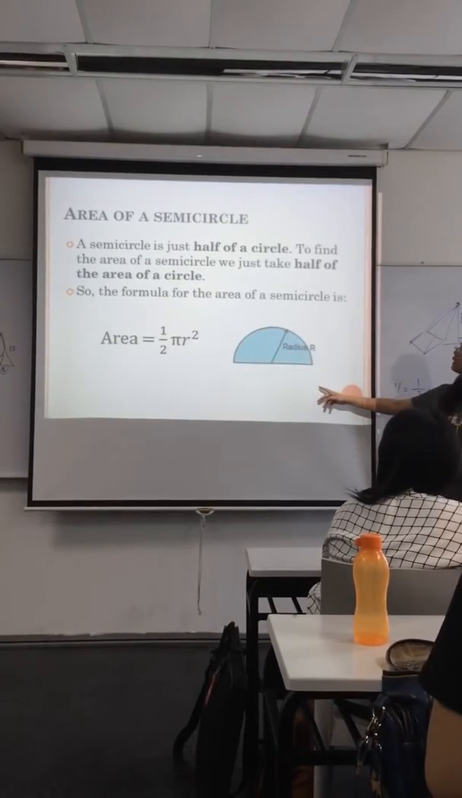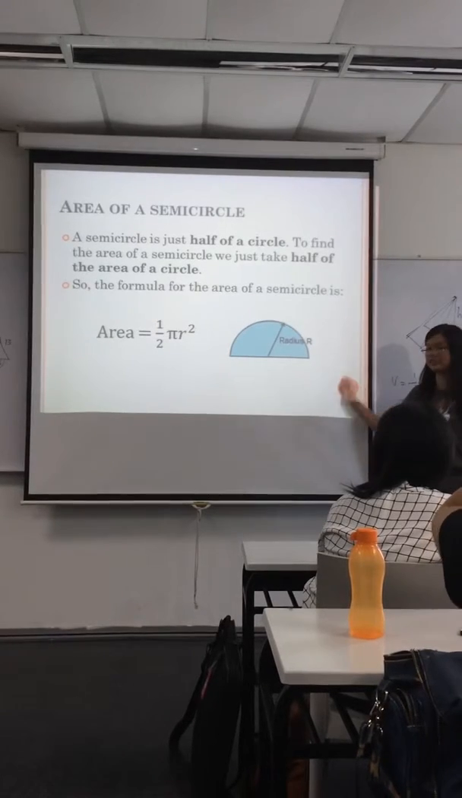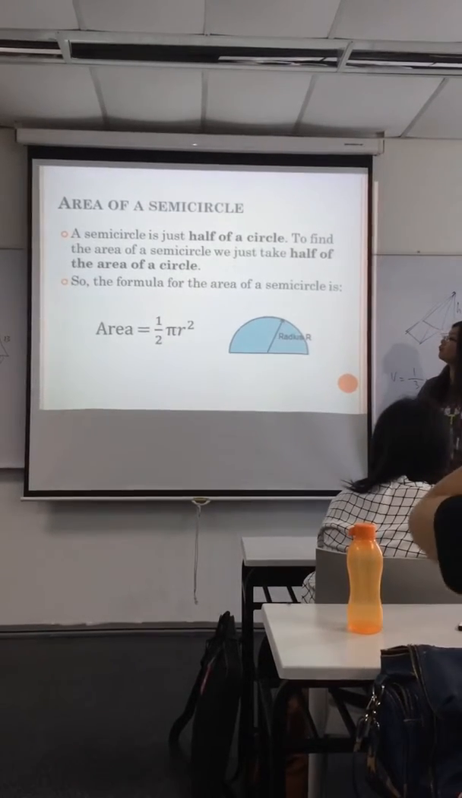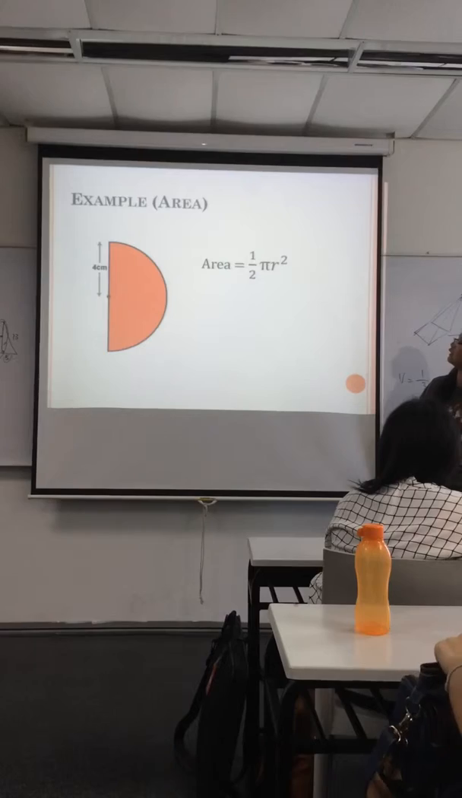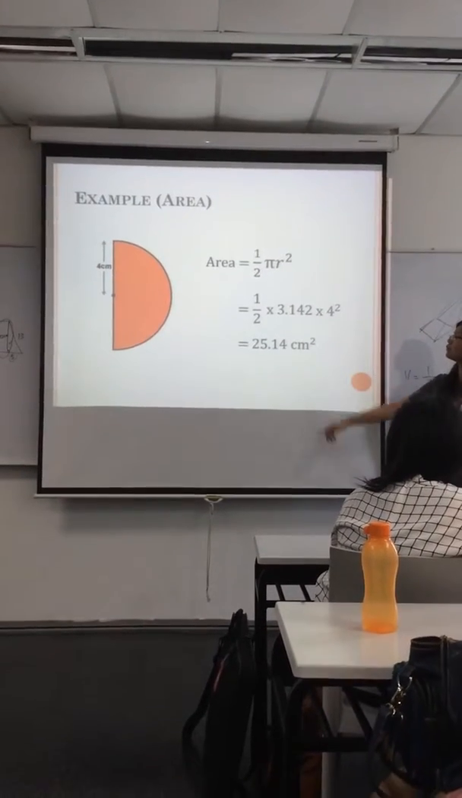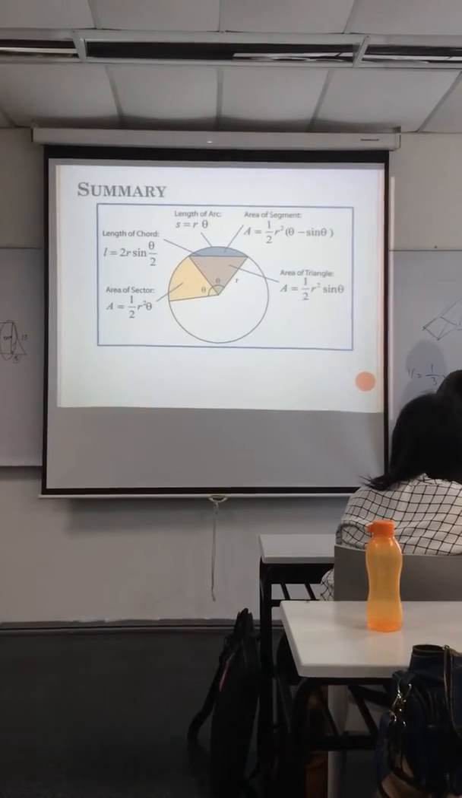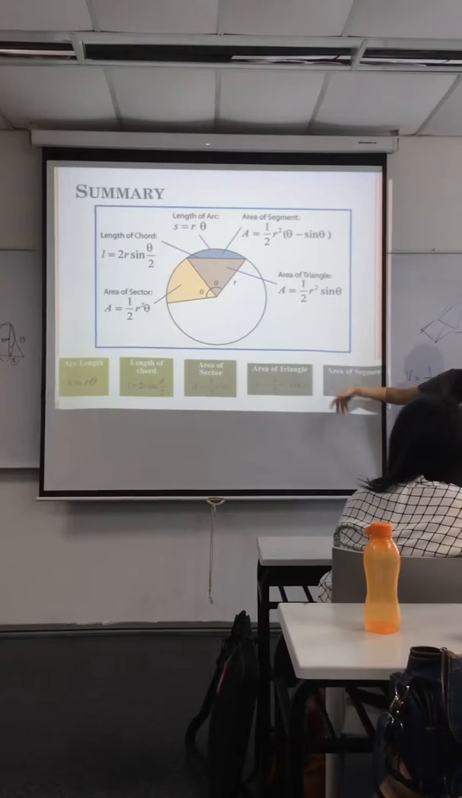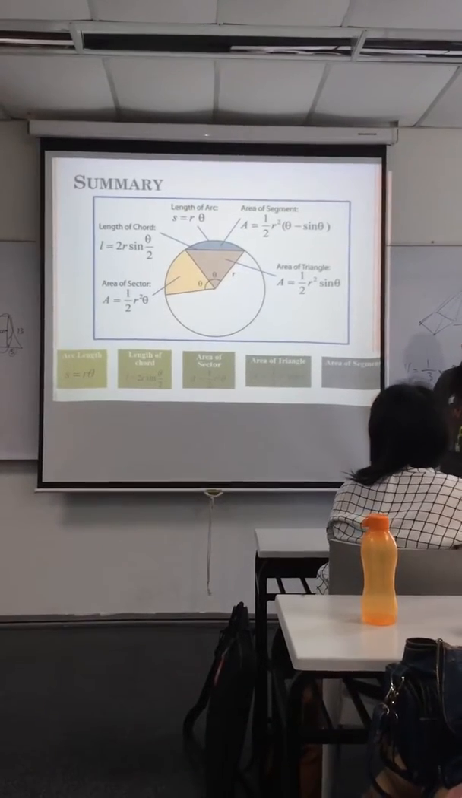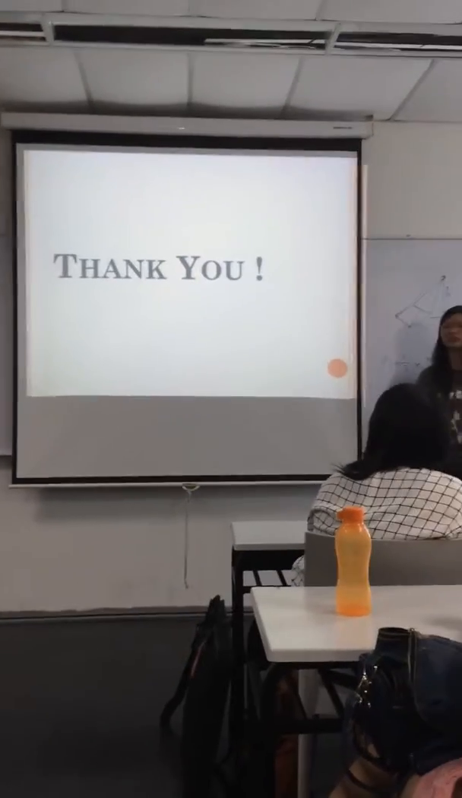For the area of a semicircle, you can just take half of the area of the circle. So this is the example. The given radius is 4 cm, and just sub into it and you get the answer. So here's the summary of all the formulas for the circle. And that's all.